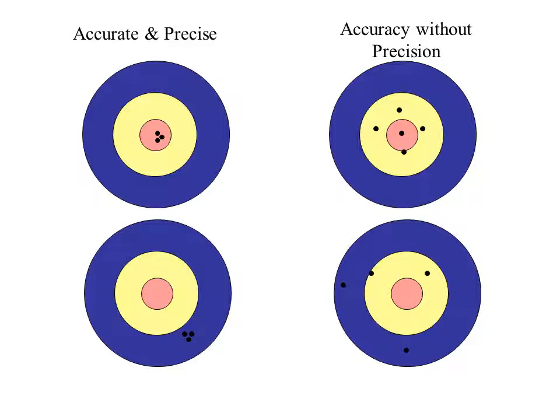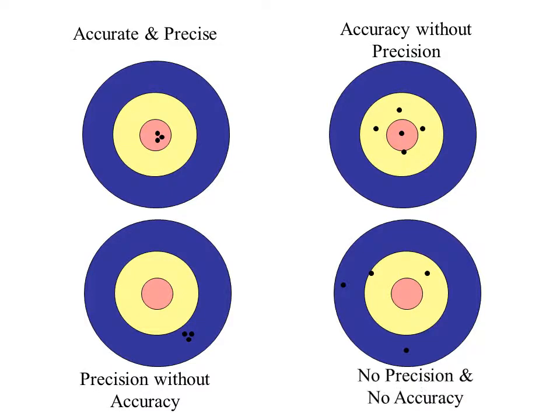What's the third target in the bottom left? Well, this has good precision because they're close together, but they're not accurate because they're not hitting the bullseye. And the last one you don't have either. The shots are way off, the average is way off. There's no precision and no accuracy.